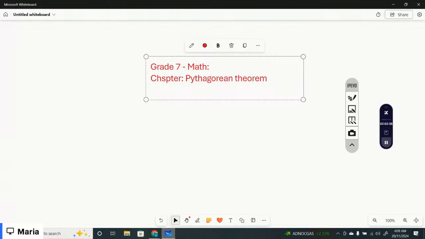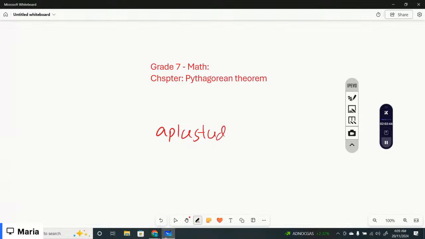So you can find all the lessons on aplusstudents.com. You have to log in there using your email address and password as provided by the administrator. Then you have to select math from the subject tab, scroll down to grade math, and then scroll down to grade 7 math. There you can find the list of the chapters. We're going to start with the chapter Pythagorean theorem.